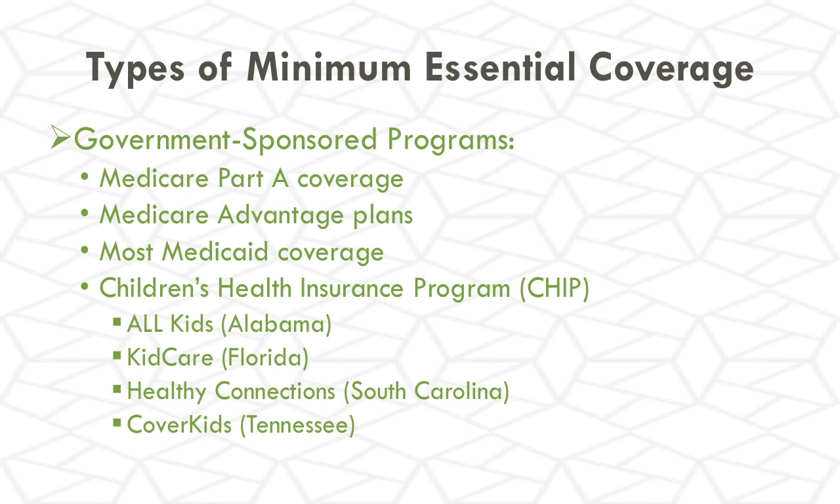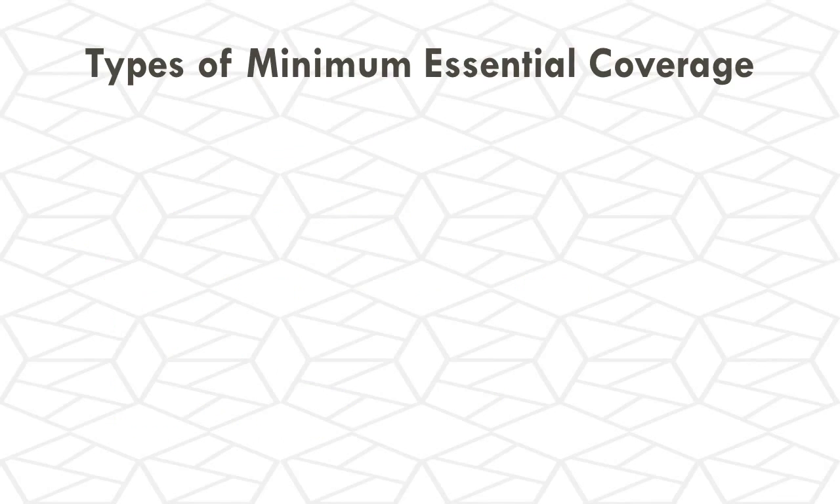Finally, we have Children's Health Insurance Program, which is CHIP federally. In Alabama, it is called All Kids. In Florida, it is called Kid Care. In South Carolina, it is called Healthy Connections. And in Tennessee, it is called Cover Kids, but CHIP federally.